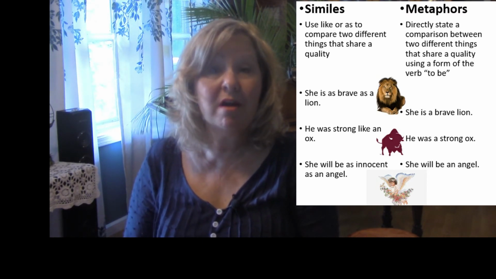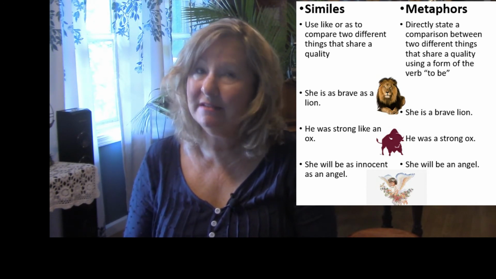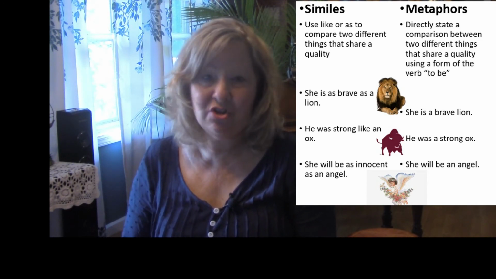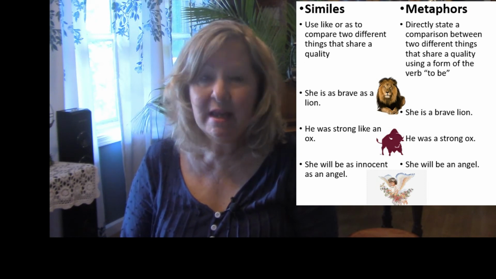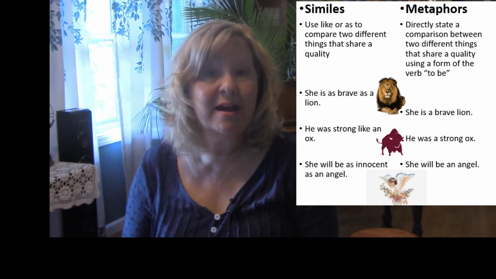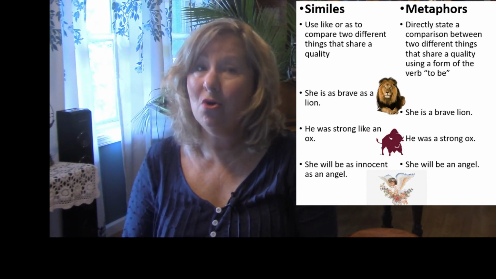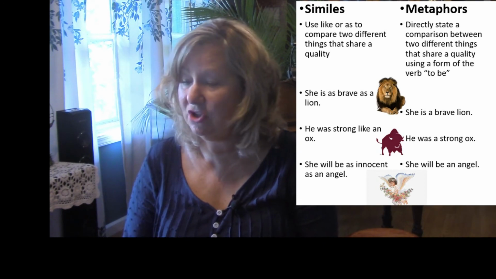He was strong like an ox. He is a human, an ox is an animal. They share the quality of being strong, but the writer wants to use this simile to put the image of an ox in the reader's mind as they read it, so they can make this association.